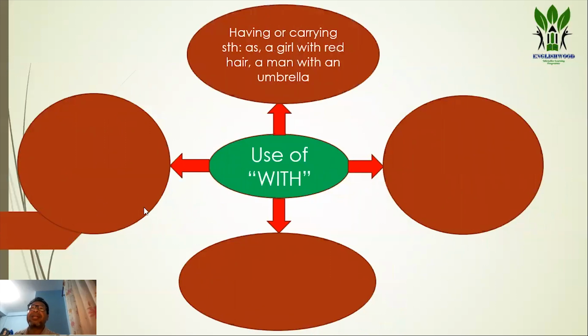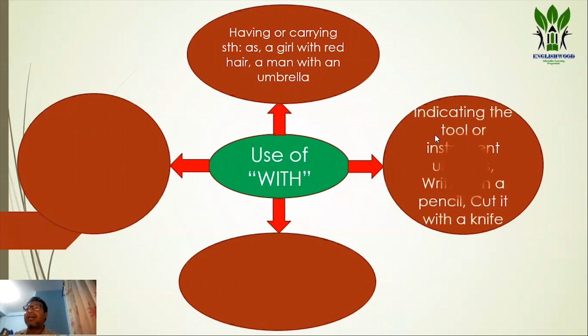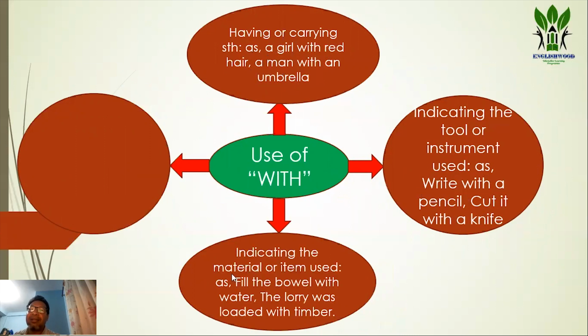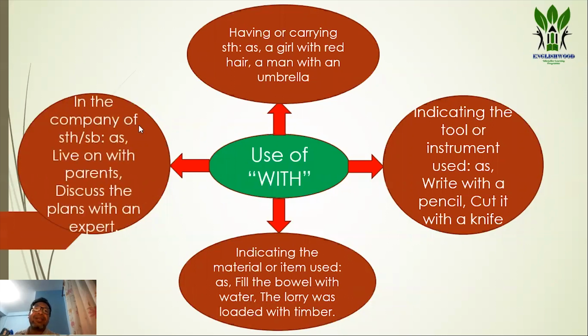Use of "with": having or carrying something, as a girl with red hair, a man with an umbrella. Indicating the tool or instrument used, as write with a pencil, cut it with a knife, write with a pen. Indicating the material or item used, as fill the bowl with water. The lorry was loaded with timber. In the company of somebody or something, as live with parents, discuss the plans with an expert, right?